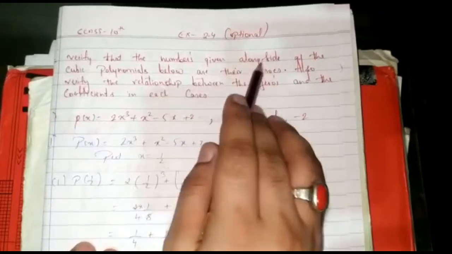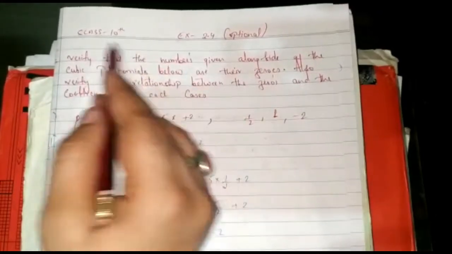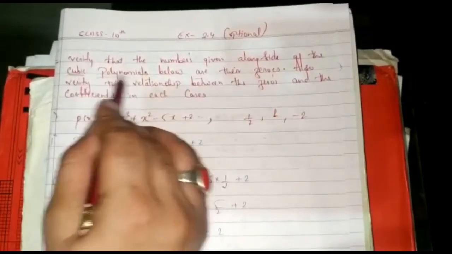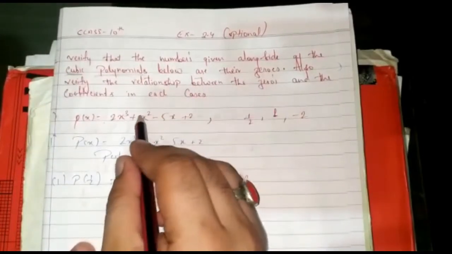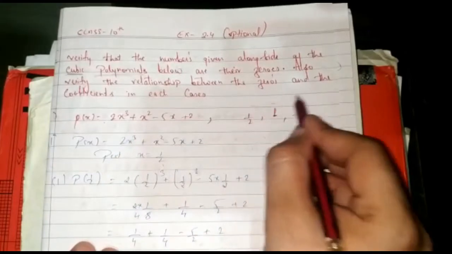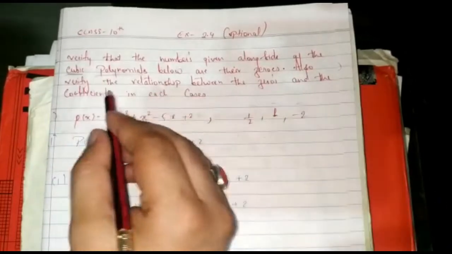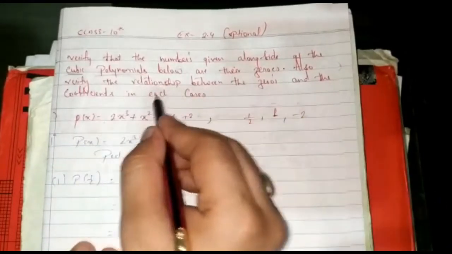Verify that the numbers given alongside the cubic polynomial are its zeros. Here the polynomial is in the form of a cubic polynomial. Below are its zeros, and with the polynomial the zeros are also given. Also verify the relation between the zeros and coefficients in each case.